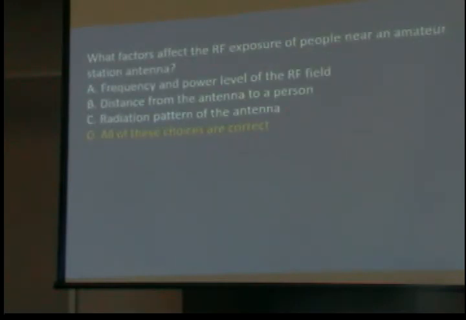What factors affect the RF exposure of people near an amateur station antenna? The frequency, 50 megahertz is the worst. As you go up or down, it gets better. The power level, the more power, the worse it is. The distance from the antenna to the person. You double the distance, you quarter the power. And the radiation pattern of the antenna. If I have a beam shooting at you, you're going to get a lot more than he is. All of those are correct. I have mine worked out. I know what it is. They're okay.